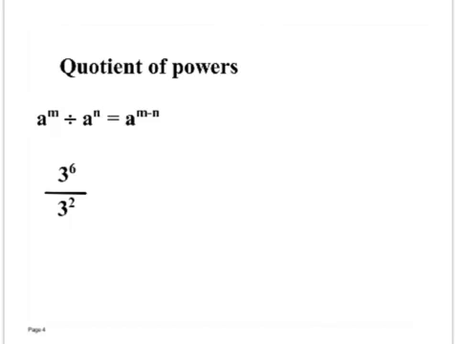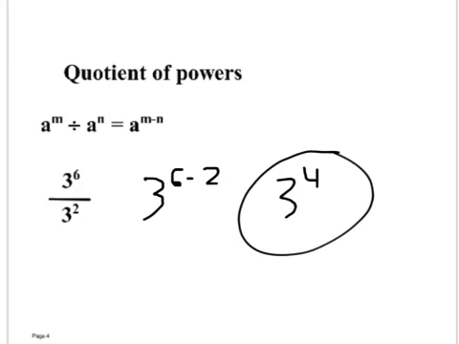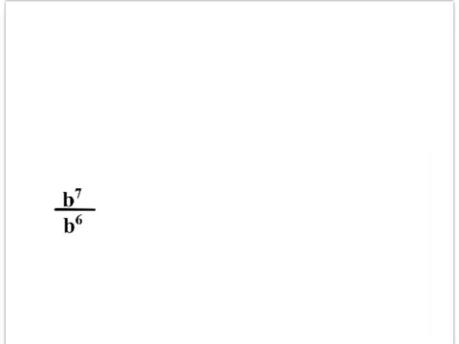We have 3 to the 6th power divided by 3 squared. Alright, so the base does not change. We just do 6 minus 2, which, Riley, what is it? 3 to the 4th power, good. Any questions? Last slide. Go ahead and work it out.